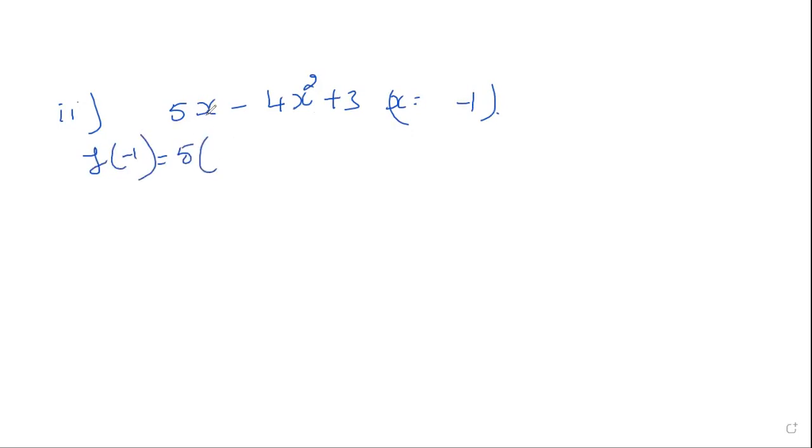Next one, 5x minus 4x square plus 3. What is the value here? X is minus 1. Okay, children. Now I'll substitute the value. F of minus 1 is equal to 5 into x is minus 1. Okay, write minus as it is. 4 into what is x square? That is minus 1 square. Okay, children, here you are writing negative number. So I have used bracket.